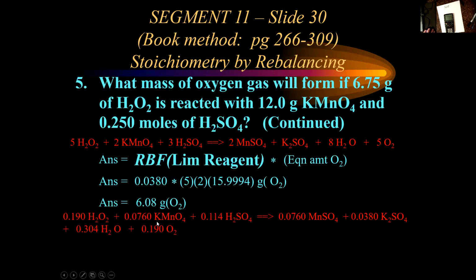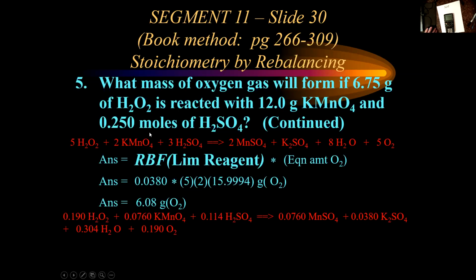Now, here's what you get when you take that rebalancing factor, 0.0380, and multiply it through by everything shown in the equation. Here's your new coefficients. And again, this gives me 0.190, gives me the number of moles of O2 that is the answer to the problem, 6.08. But it gave me the amount of everything else in the reaction at once.